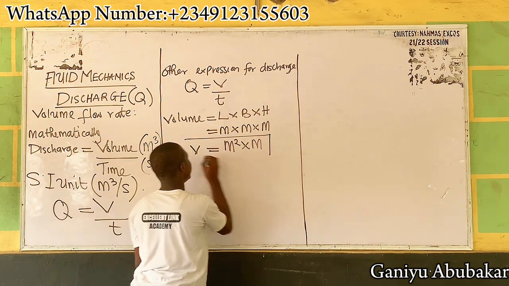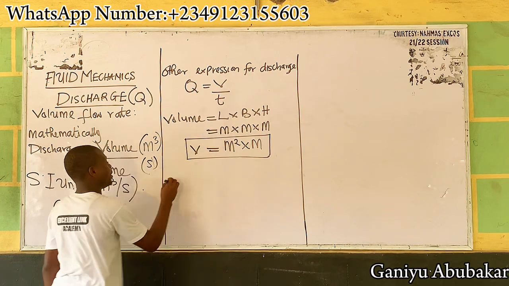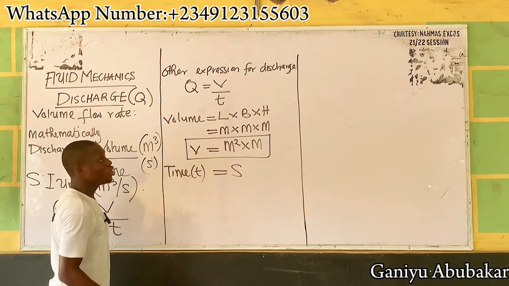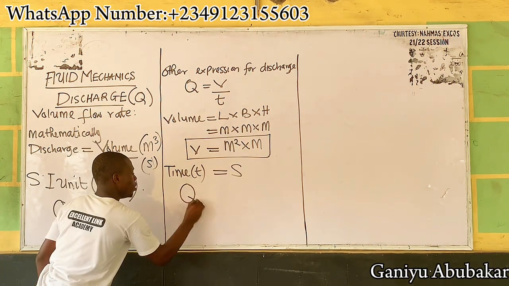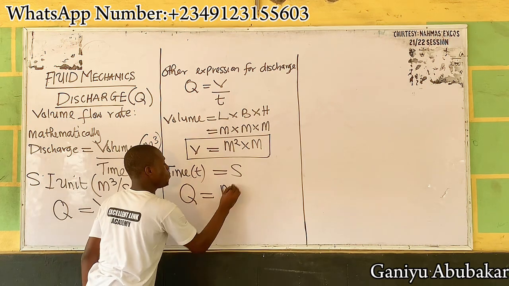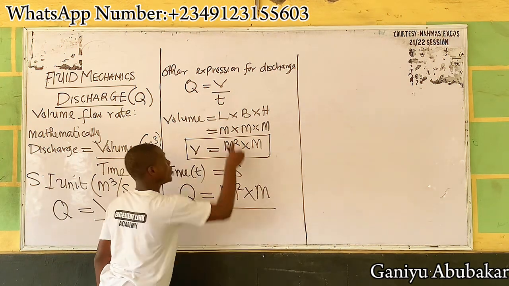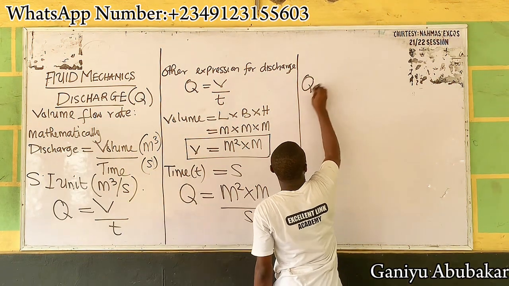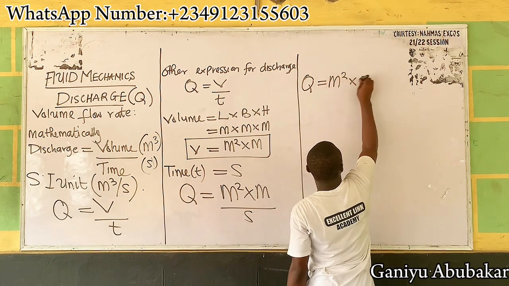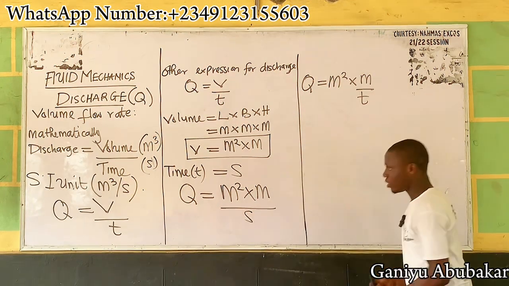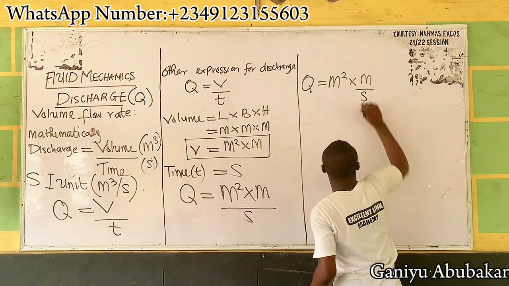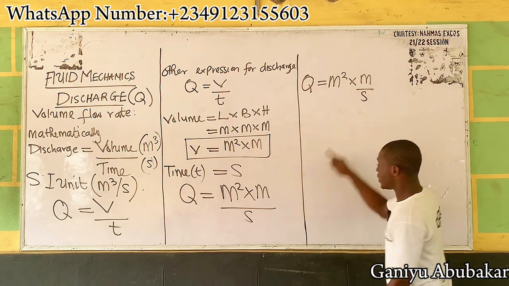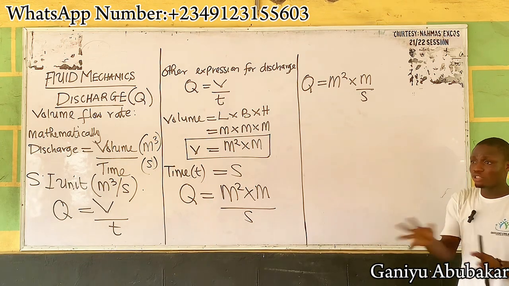Keep this pending. Focus on T. Time, that's small t. The unit is seconds. So discharge Q is equal to meter squared times meter over seconds. Meter squared times meter will give meter cube. I'm just trying to make a different expression.